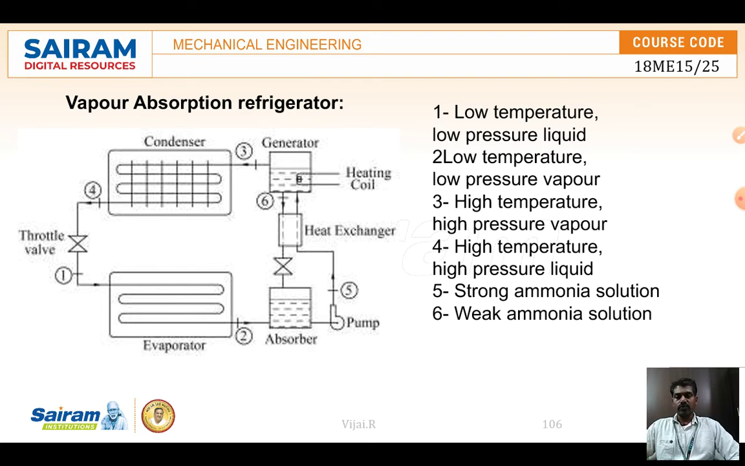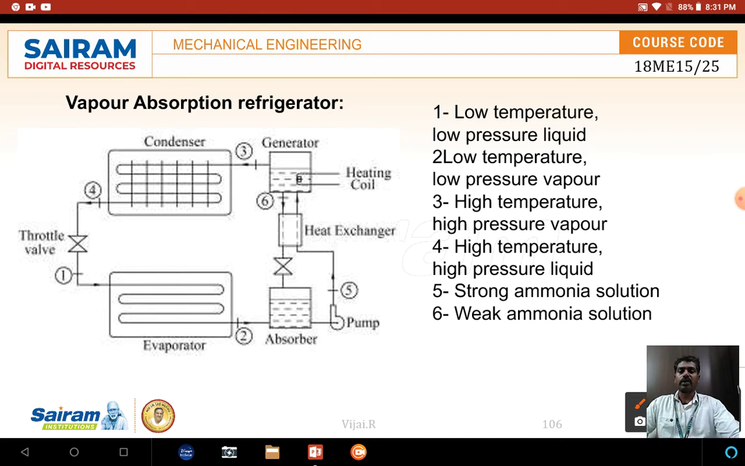All four were very important in the vapor compression system. In the vapor absorption system, the entire compressor area is replaced. The same throttle valve, evaporator, and condenser will be there, but instead of the compressor we are going to have other components: an absorber, a heat exchanger, and a pump, along with a generator. We are going to see this in the vapor absorption system.